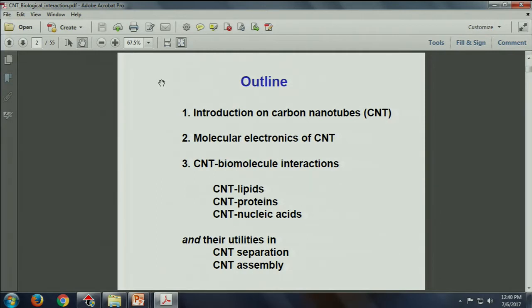So that is where these experiments were put in. When you coat the carbon nanotube with lipids or with proteins, the carbon nanotubes remain suspended in water, so that you could use it for an extended period of time. That is the result of these two. What about the nucleic acids?